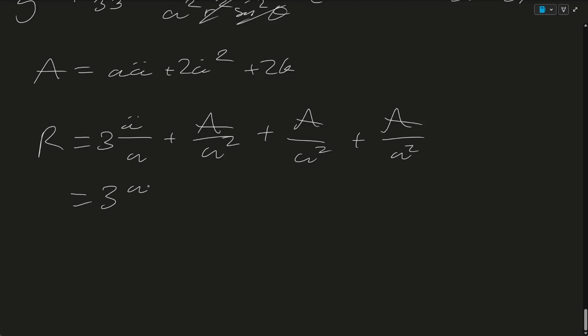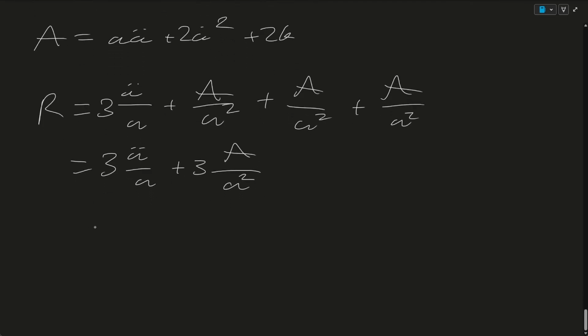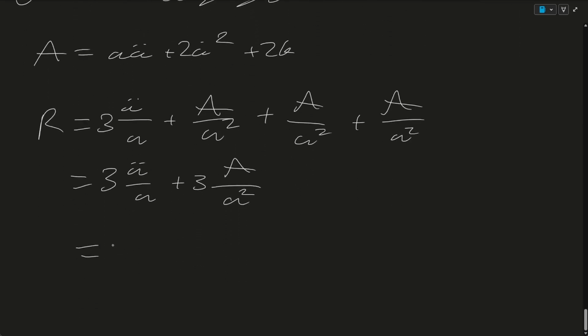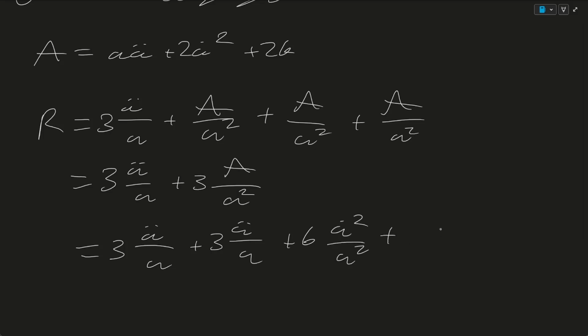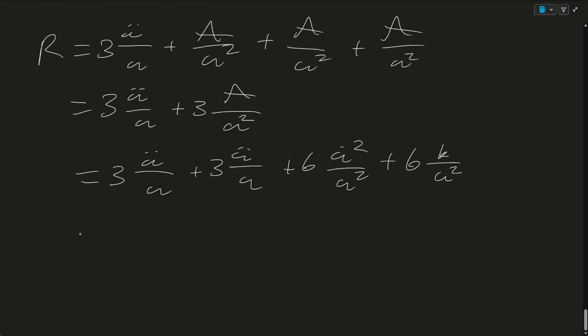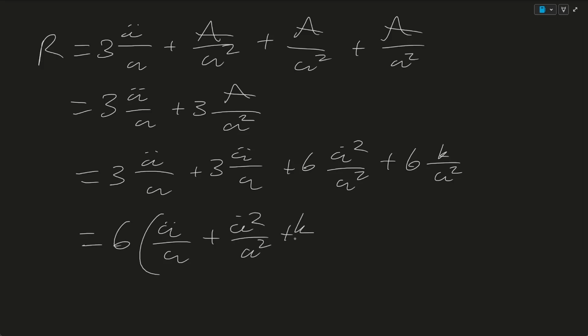Which is 3 a double dot over a plus 3A over a squared. Expanding and throwing that back in, that's 3 a double dot over a plus 3 a double dot over a plus 6 a dot squared over a squared plus 6k over a squared. And those sums, so it's just going to be 6 times a double dot over a plus a dot squared over a squared plus k over a squared.